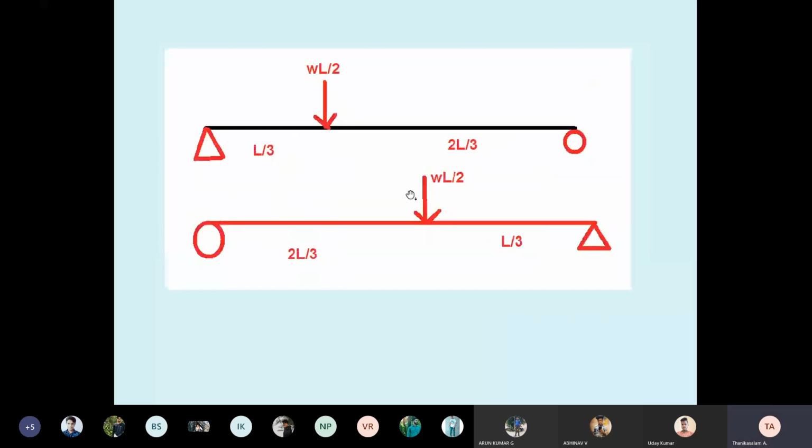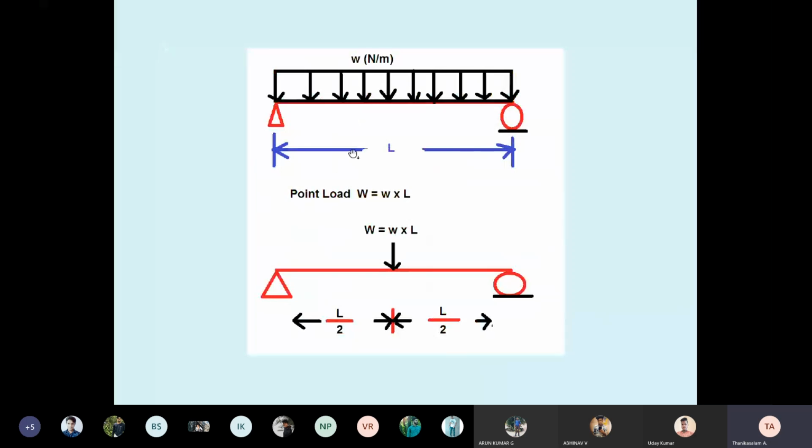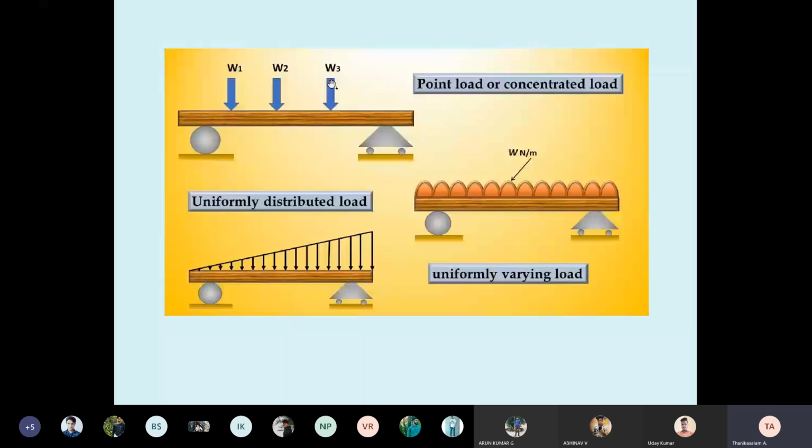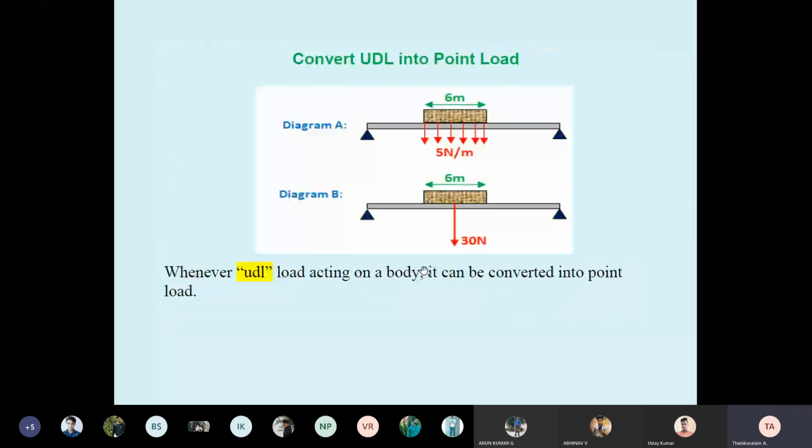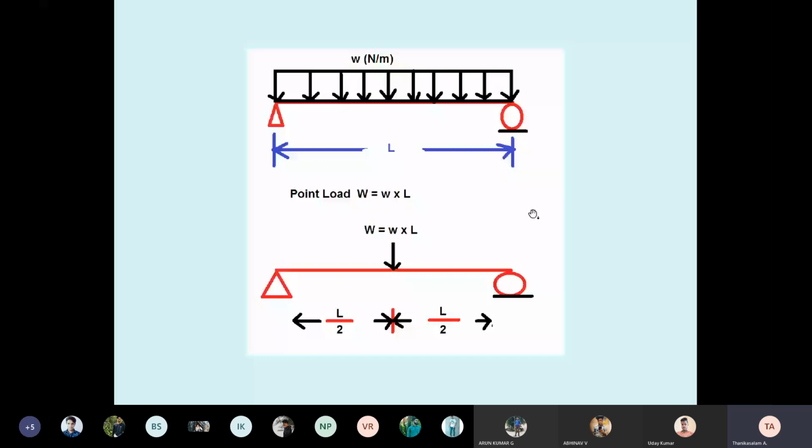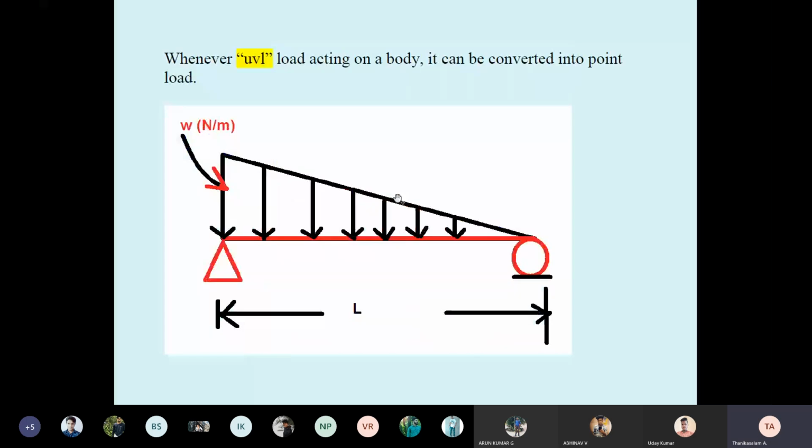Suppose UDL is acting, it is very simple. Rectangular area, length into height. Where is the point load acting? At the middle of the rectangle. When a point load is acting, no need to worry, just keep it as a point load. But when UDL or UVL is acting, this is the procedure: converting to a point load and locating the distance. That is your first duty. Any UDL acting, convert to a point load and locate where it is acting. Similarly for uniformly varying load, convert to a point load, then find where it is acting.